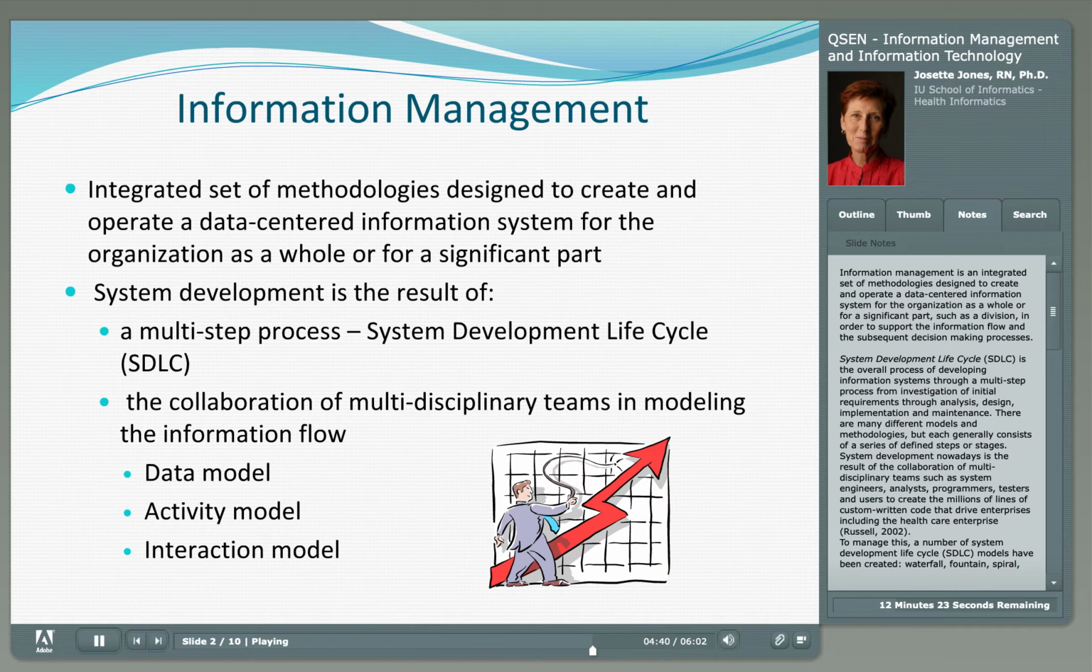The best approach to reveal the information flow in an organization is to start modeling the organization. A model is a symbolic or abstract representation of the reality and the result of visualization of the structure. Within the information management, three types of models exist. They are the data model, the activity model, and the interaction model.